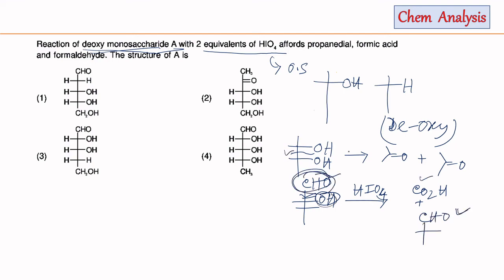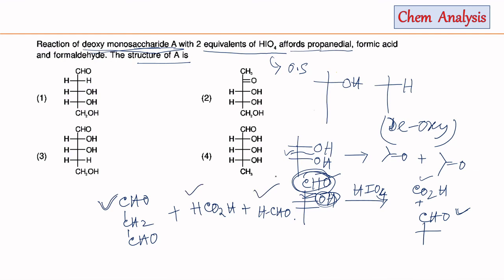Okay. Now here by the reaction of 2 equivalents of periodic acid, the monosaccharide generates propane dial. Propane dial means CHO, CH2, CHO. This is propane dial, and one molecule of formic acid, that is HCOOH, and one molecule of formaldehyde, that is HCHO. We have to tell the structure of the monosaccharide A. Now in the given reaction we have to see which monosaccharide is giving these three products.